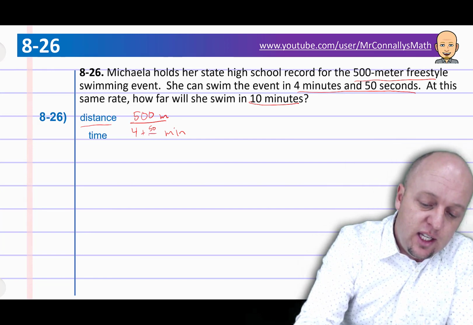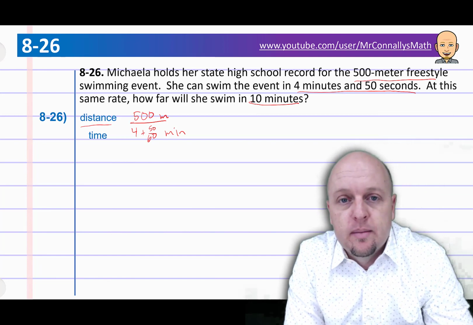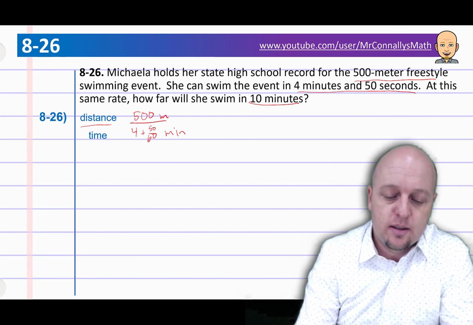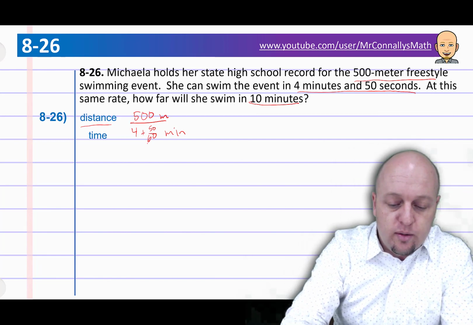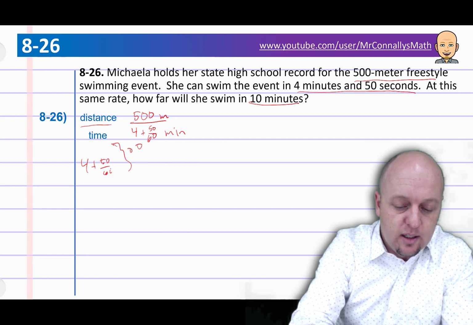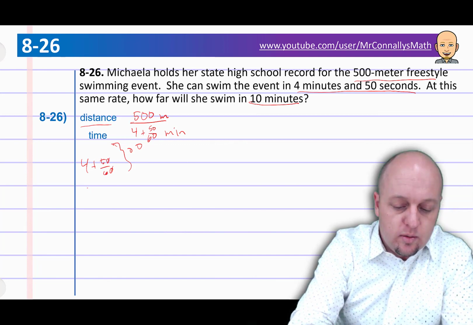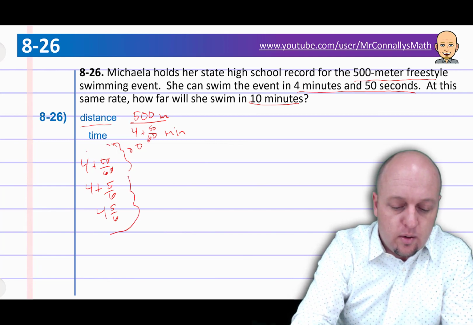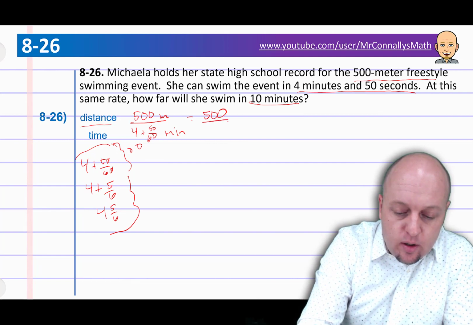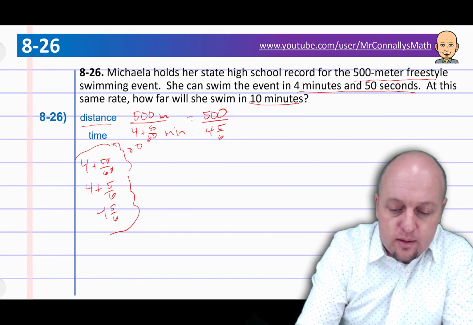50 seconds is 50 60ths of a minute. It's 10 seconds away from being a minute. So 4 plus 50/60ths. Okay, so 4 and 50/60ths, let's think about that. That's the same as 4 plus 50 over 60. 50 over 60 we can reduce to 4 plus 5 over 6. And that's the same as 4 and 5/6. Okay, so really this is the same as 500 over 4 and 5/6.